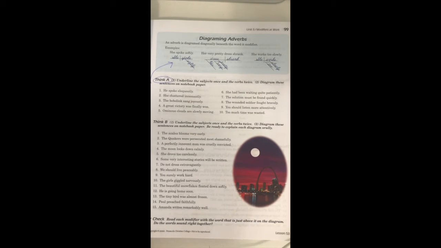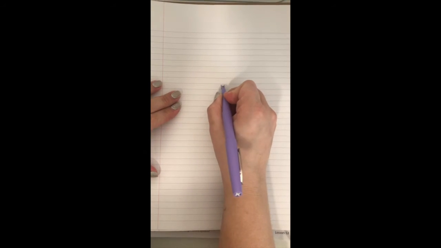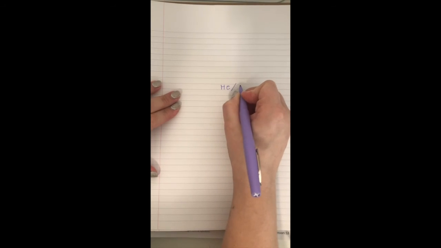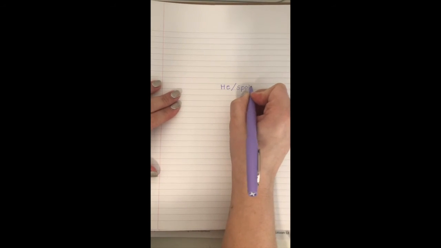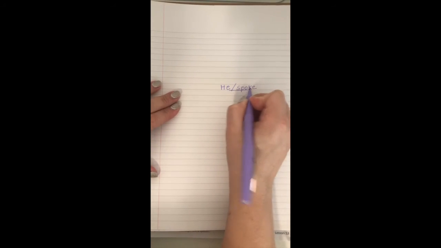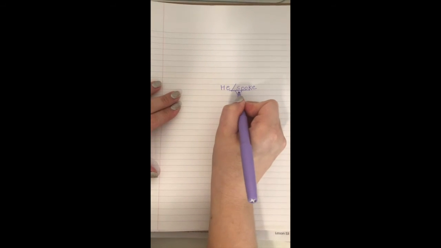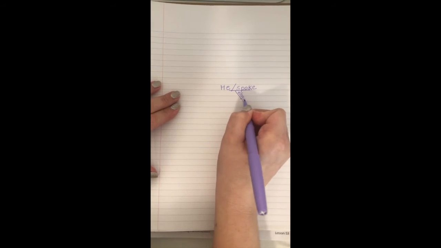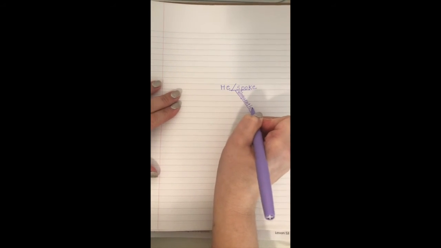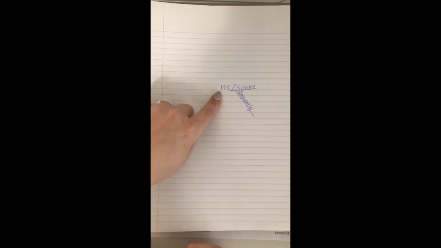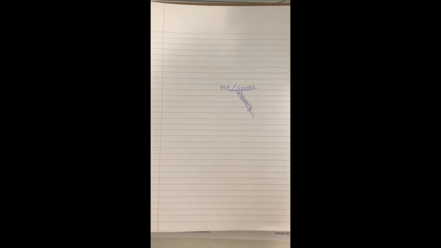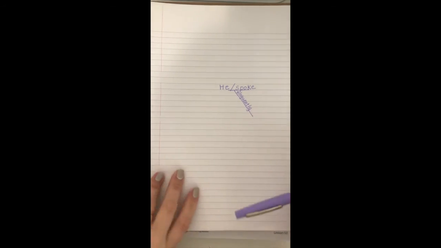So here for the first one, it says, for example, he spoke eloquently. That's what we have for number 1. So it would look something like this. And in this case, it's an adverb, not an adjective, but that's okay. We have our subject, our verb, and then our adverb. So all of the sentences are pretty short. That's what they all should look like.